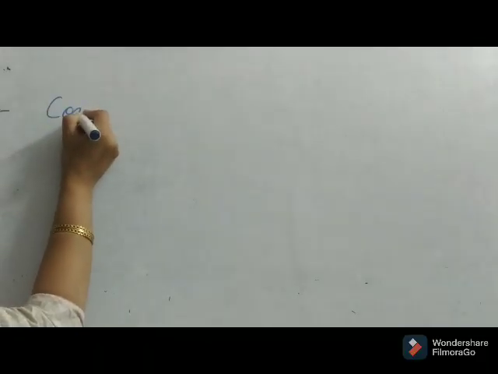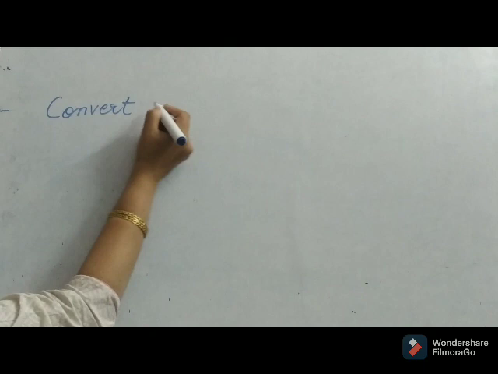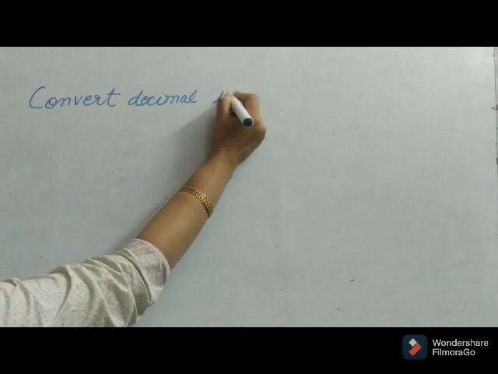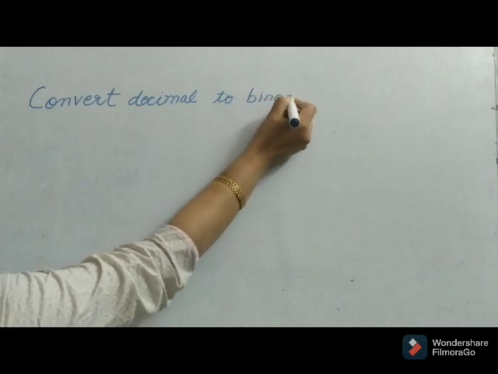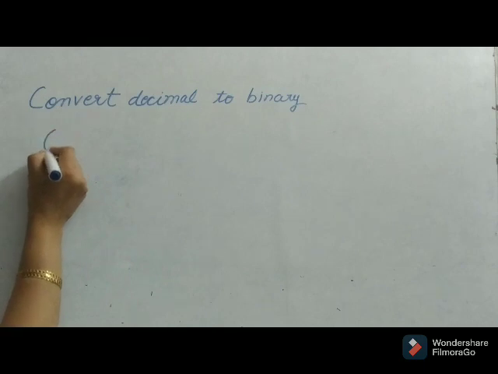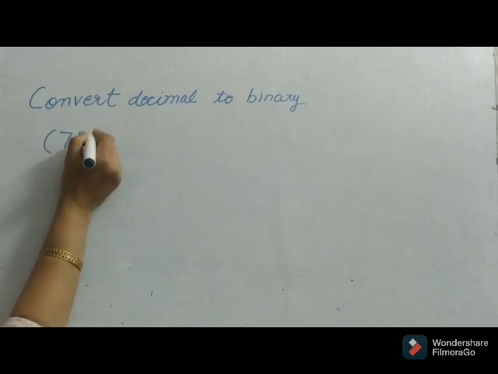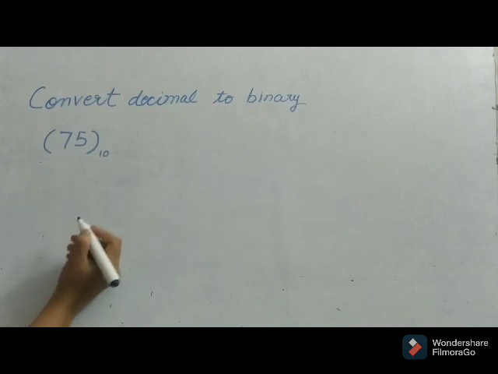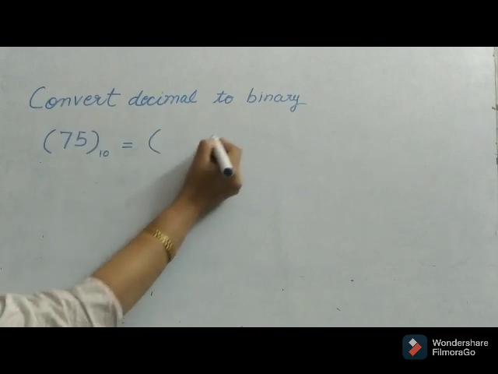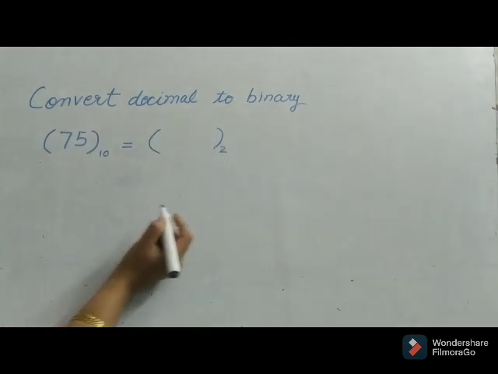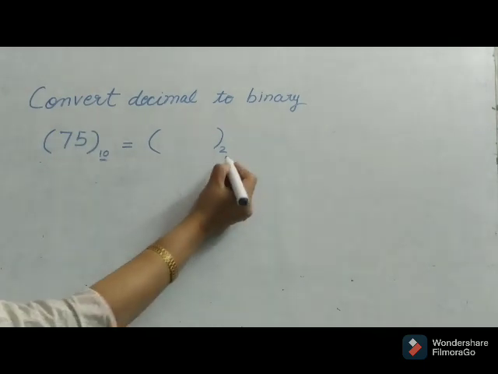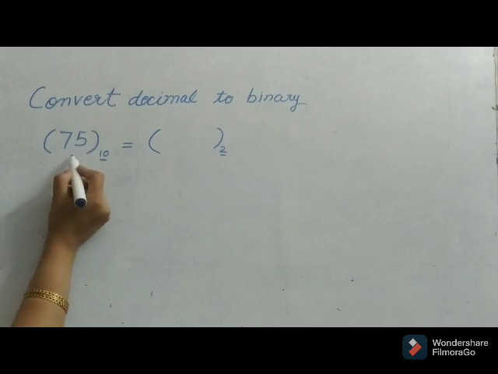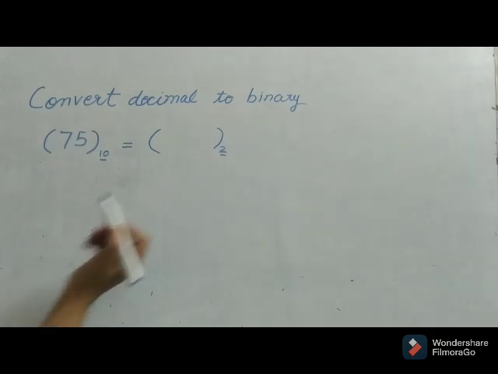So let's convert first a decimal number to a binary number. Convert decimal to binary. Now when you get a question, you will see it like this. For example, I want to convert 75. Now whether 75 is a decimal number or not, I'll get to know from this base. If the base is 10 and I want to convert it into a binary number, the base should be 2. So base of decimal number will be 10 and base of binary number will be 2. So I get to know from the question here that 75 is to be converted into a binary number.